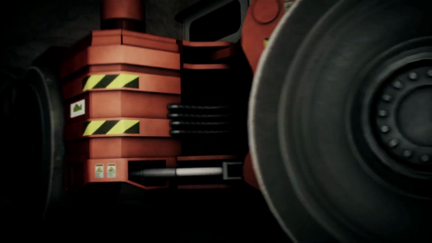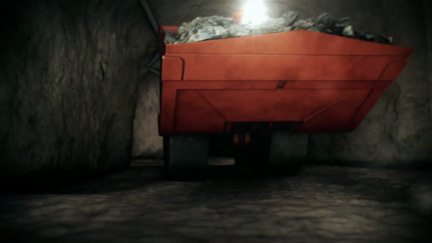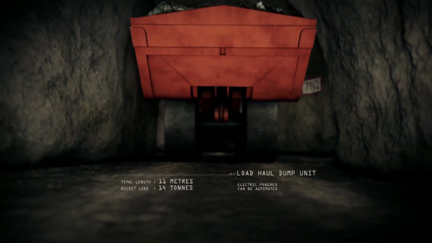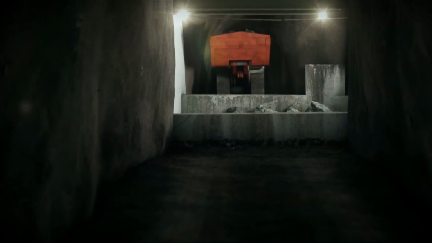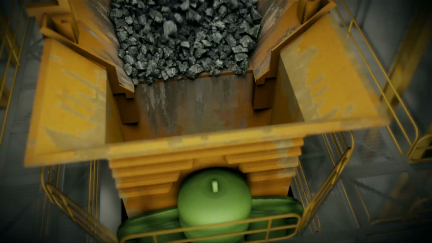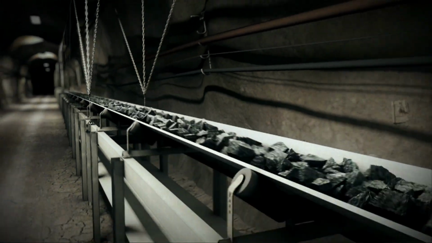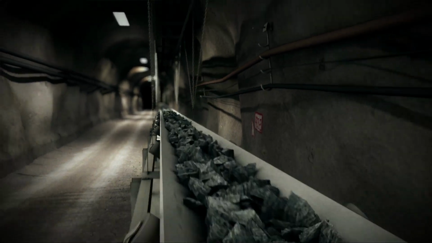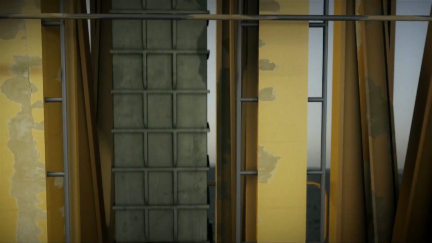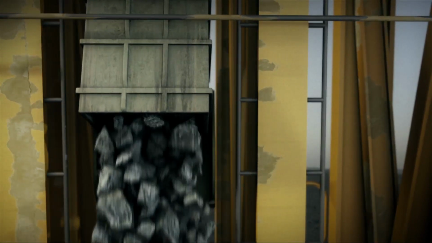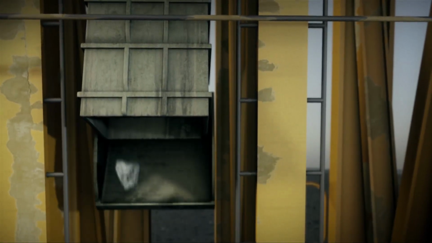Special low-profile load-haul dump vehicles collect the broken ore from the draw points and dump it in the underground crusher. The crusher breaks it down into smaller pieces which are then loaded onto a conveyor, transported to an ore skip and hoisted via the vertical shaft to the surface to be processed at the mill.